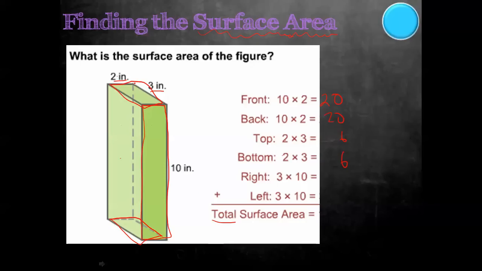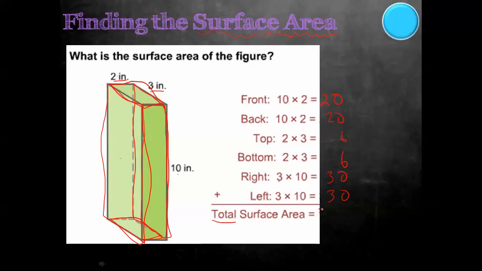Now, if I look at the right figure, the right face, okay, I have a length of 10 and a width of 3. So 3 times 10 is going to be 30. And then the left view, right, this left face right here is going to be the same. 3 times 10 is 30.